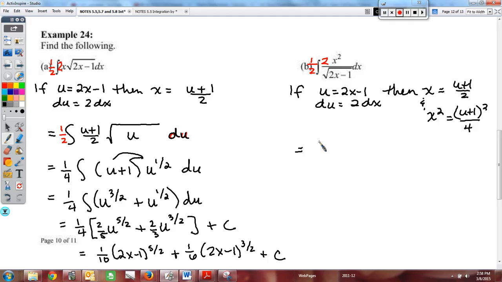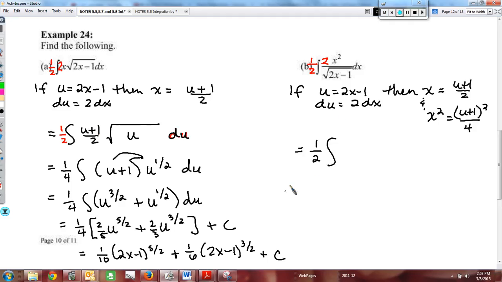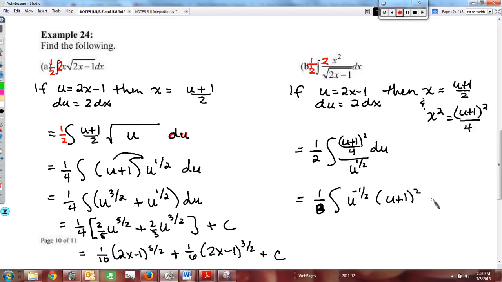We're going to change this to be completely in terms of u. So the 2 dx is going to become du. The x squared is going to become u plus 1 squared over 4. And this is going to become u to the 1/2 down here in the bottom. And again, taking a look at it, how did this help me? I'm going to bring the u to the 1/2 up. I'm going to pull the 4 out. Let's make this an 8. And then I have u plus 1 squared du.